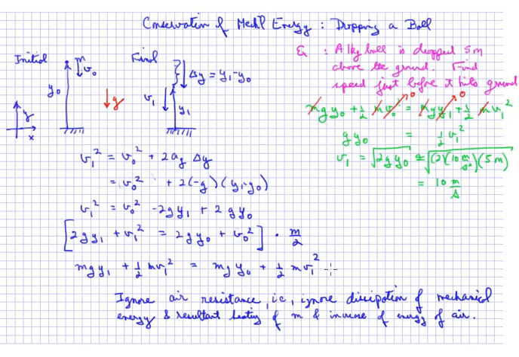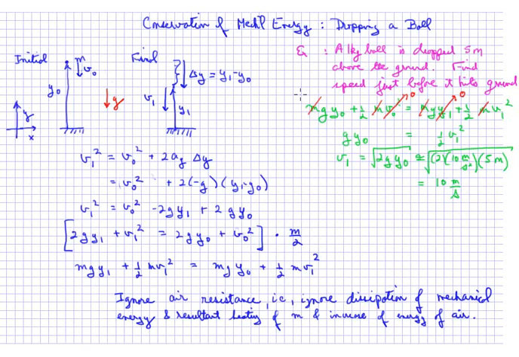That is, we are ignoring the dissipation of mechanical energy and the resultant heating of the ball and the resulting increase of the energy of the air as a result of the ball falling through it. So as a specific example, say that you had a 1 kilogram ball and it was 5 meters above the ground and you dropped it. What would its speed be just before it hits the ground?